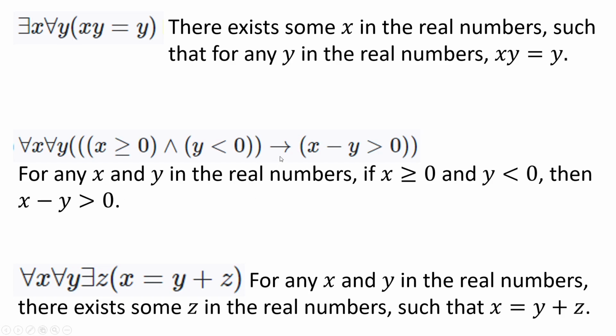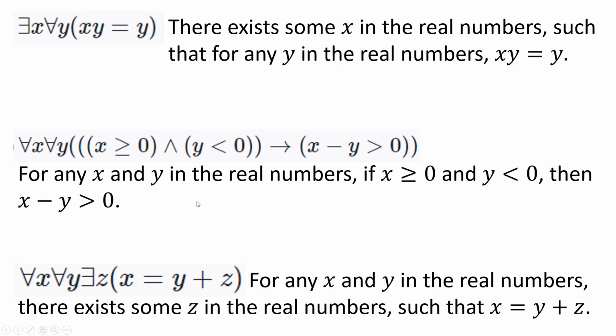Alternatively, the way you can write it, rather than if and then, you can write for any x and y in the real numbers, x is greater than 0 and y is less than 0 implies that x minus y is greater than 0. Both of these are correct, there's just two different ways of phrasing them.